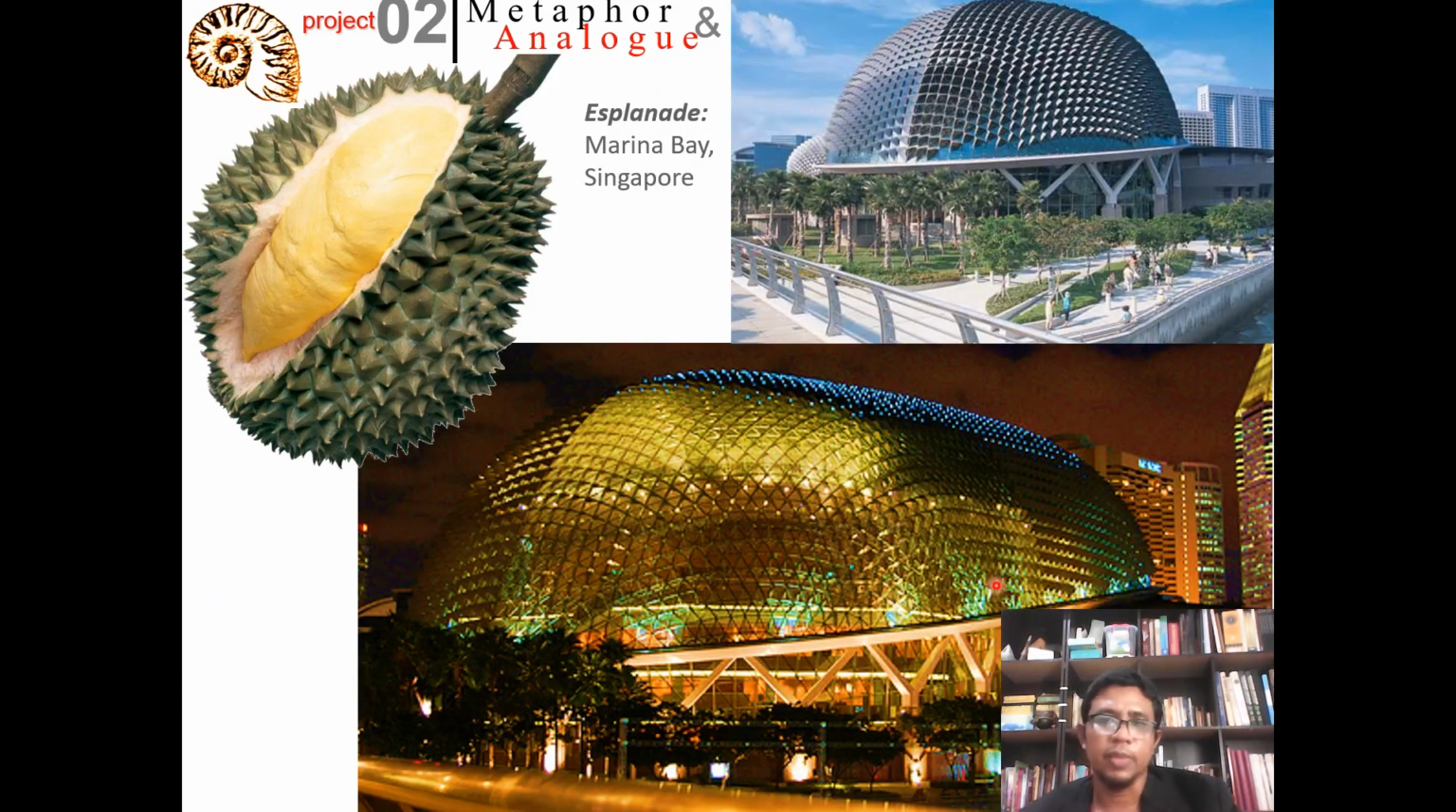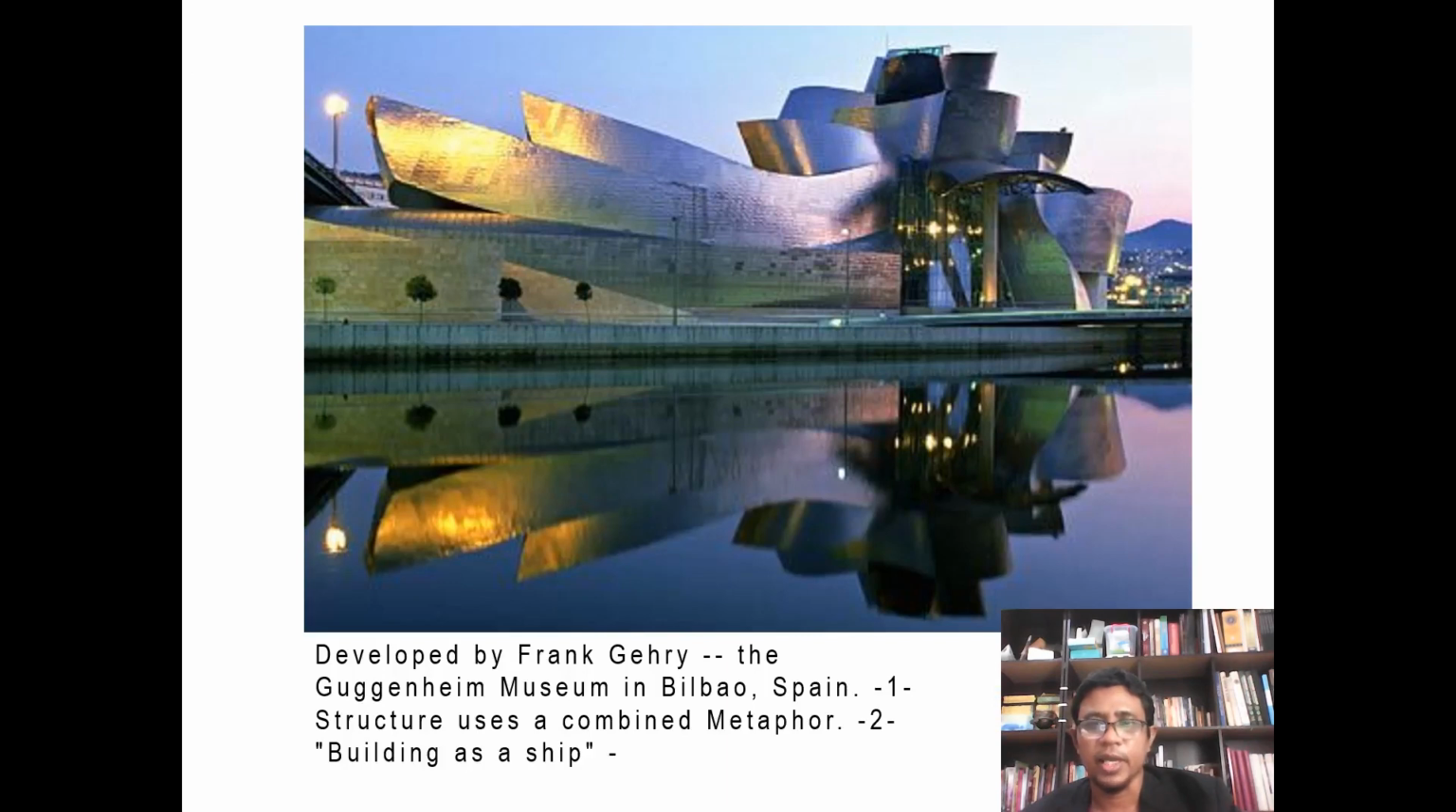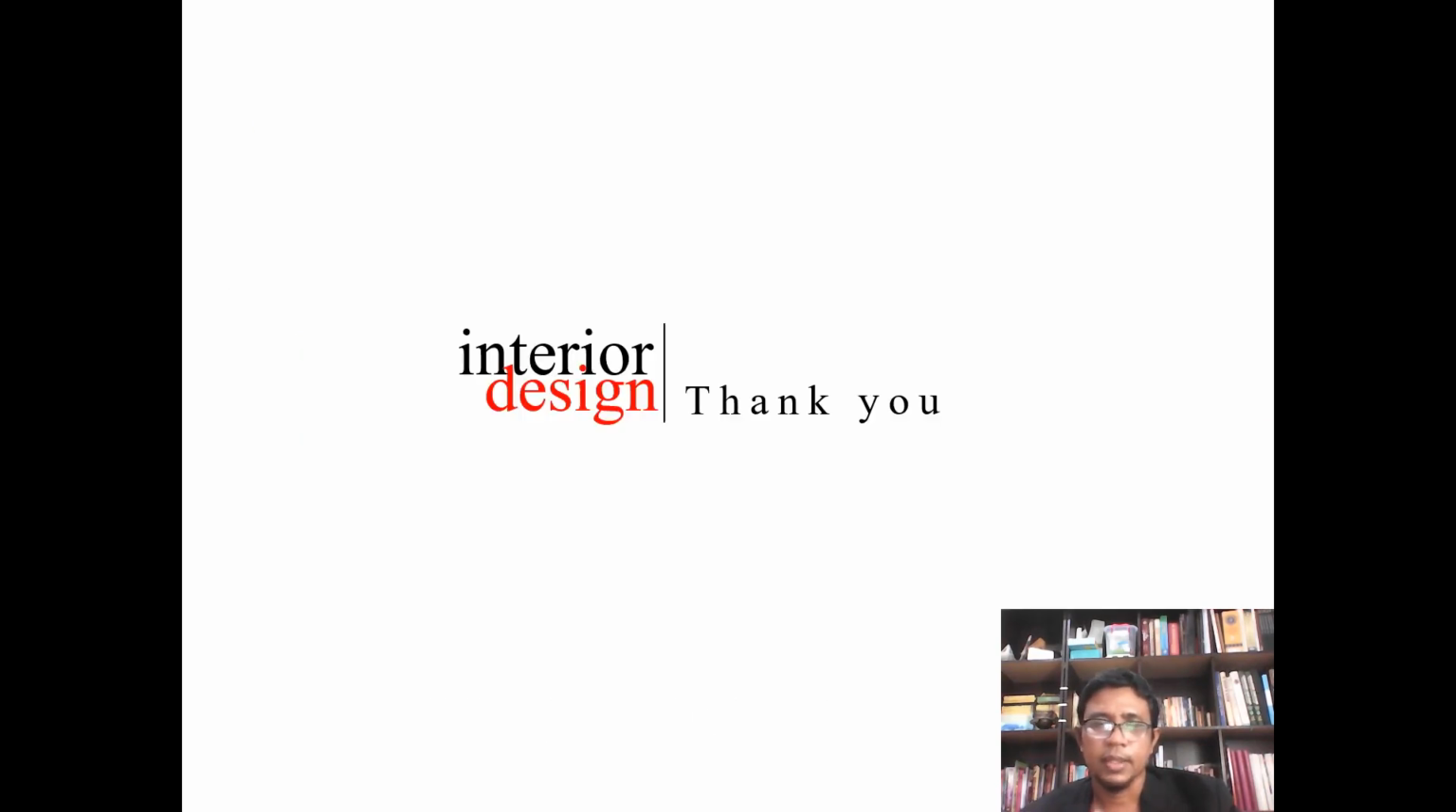This one is in Marina Bay, Singapore, and it is explained as inspired by the durian. You can see the shape of the durian here in the building. Then Frank Gehry's Guggenheim Museum in Spain, inspired by ships but transformed into a unique shape, though we can still see the shape of the ship here. Okay, that's all. Thank you.